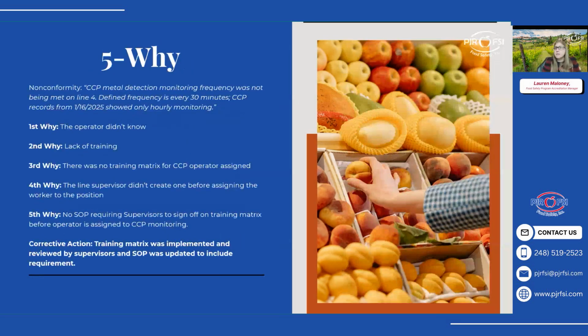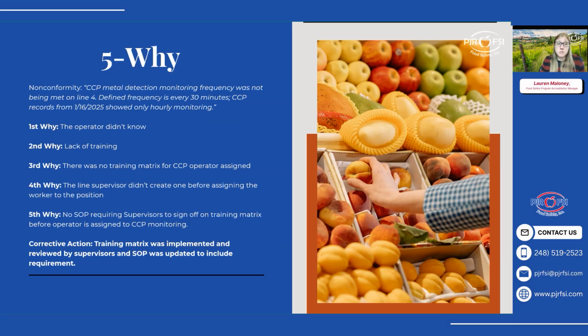Okay, now, the last example of a 5 why is CCP metal detection monitoring frequency was not being met on line 4. Defined frequency is every 30 minutes. CCP records from 1/16/25 showed only hourly monitoring. So the first why would be, why wasn't it being monitored every 30 minutes? The operator didn't know. The second why would be lack of training.